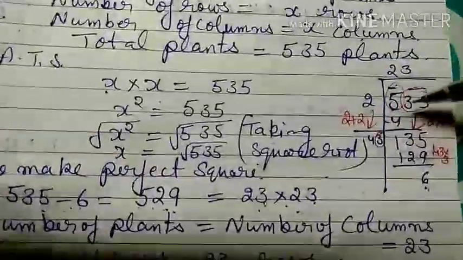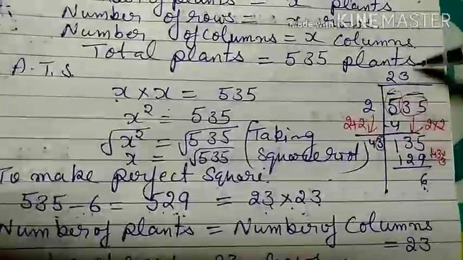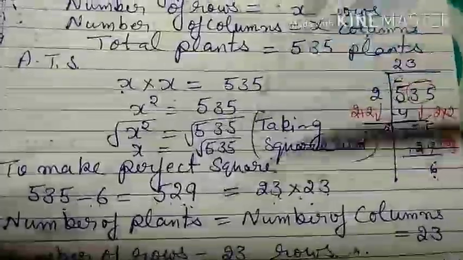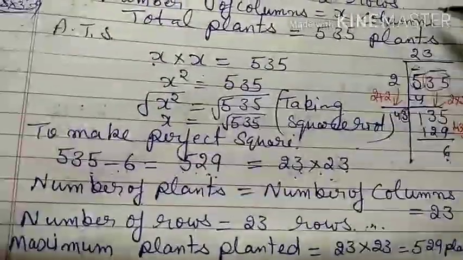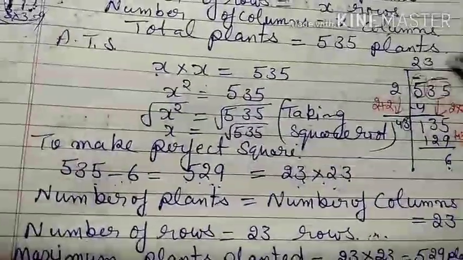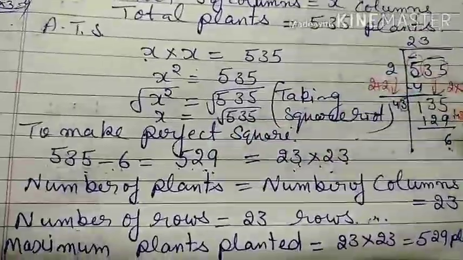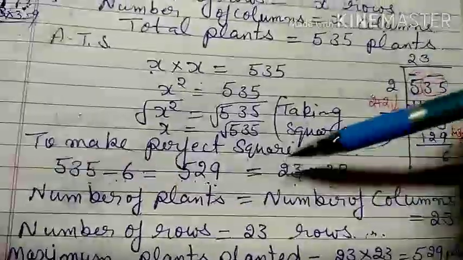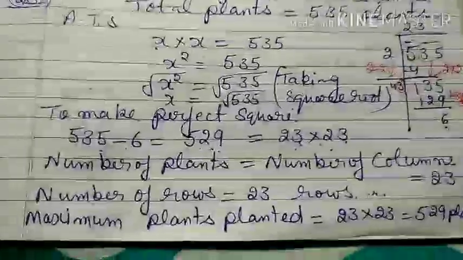So first we convert 535 into the perfect square. If I divide 535, I get the remainder 6. When I subtract 6 from 535, I get 529. So 529, if you check the quotient 23 and multiply it two times, we get 529. That is the same thing. So that means the number of rows should be 23 and the number of columns should be 23, and the maximum plants that should be planted from 535 is 529.